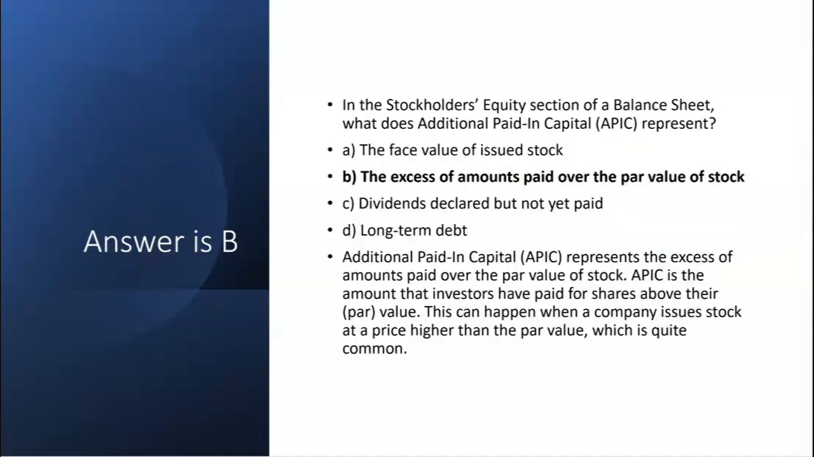Letter B is correct. Additional paid-in capital, known as APIC, represents the excess of amounts paid over the par value of stock. APIC is the amount that investors have paid for shares above the par value. And there can be APIC on common stock. There could be APIC on preferred stock. This can happen whenever a company issues stock at a price higher than the par value, and that's quite common.